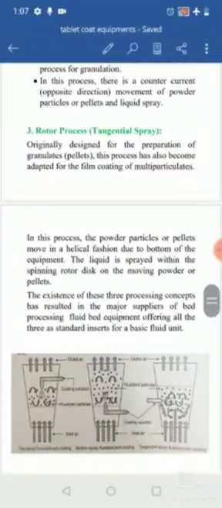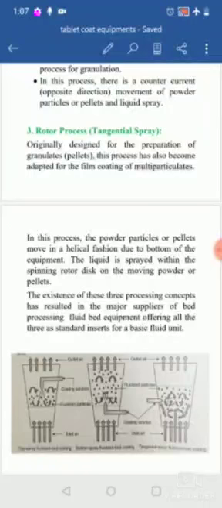Coming to the next, that is the rotor process, or the tangential spray. In this, the air is introduced from the bottom, and the spraying solution is introduced from the adjacent side, the horizontal or right angle side. That is going to create a tangential movement of the particulates within the column. Originally designed for the preparation of granules or pellets, this process has been adapted for the film coating of micro particulates, that is small granules or small particles.